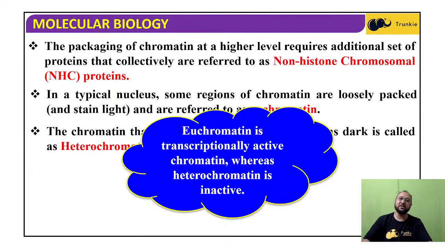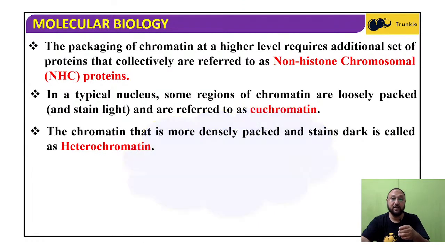So euchromatin is transcriptionally active. The one which is loosely packed is transcriptionally active, whereas heterochromatin, which is tightly packed, is the inactive form.